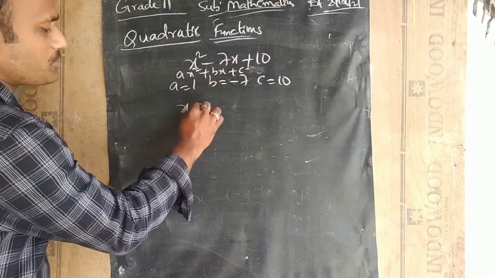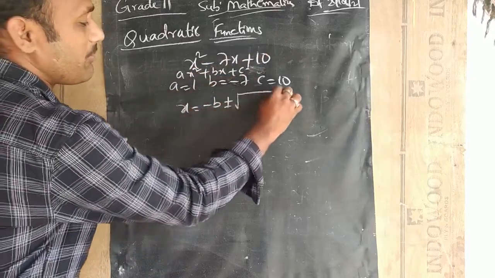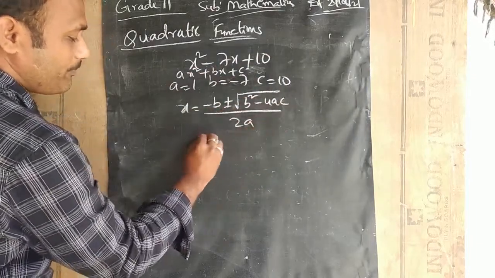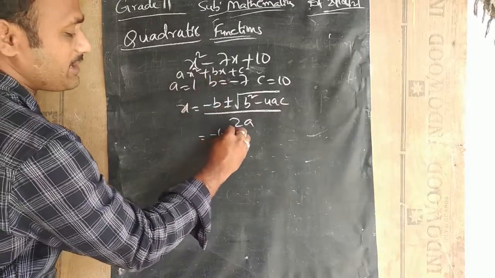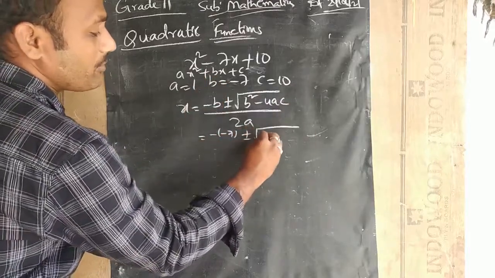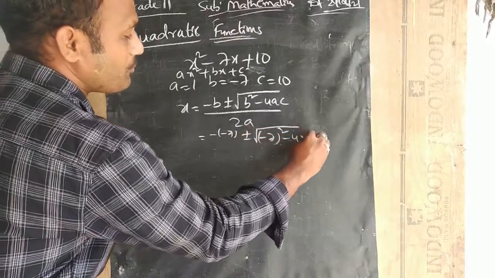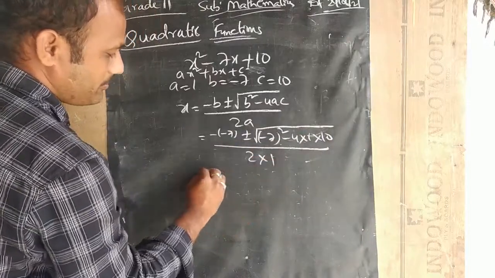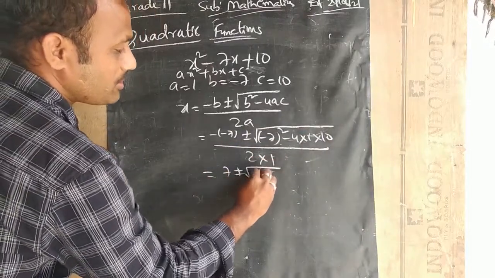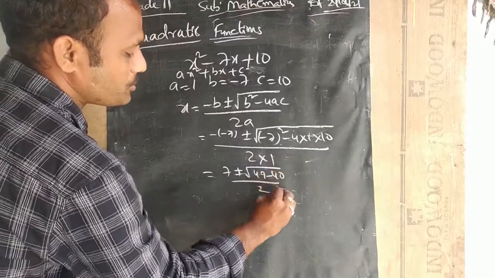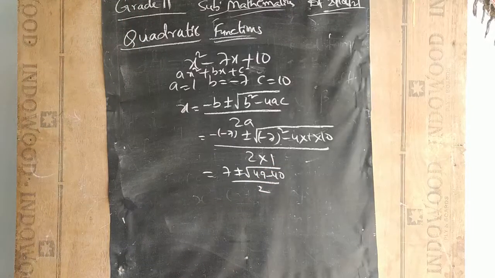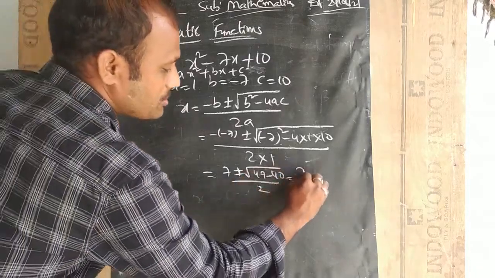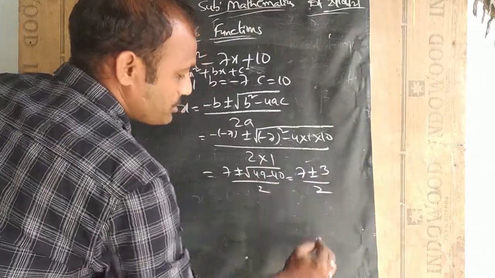So what is the formula I have to use? x is equals to minus b plus or minus root of b square minus 4ac by 2a. That is minus of minus 7 plus or minus root of minus 7 whole square minus 4 into 1 into 10 divided by 2 into 1. That is 7 plus or minus root of 49 minus 40 by 2. So 49 minus 40 is 9, root 9 value is 3. So we are going to get 7 plus or minus 3 by 2.